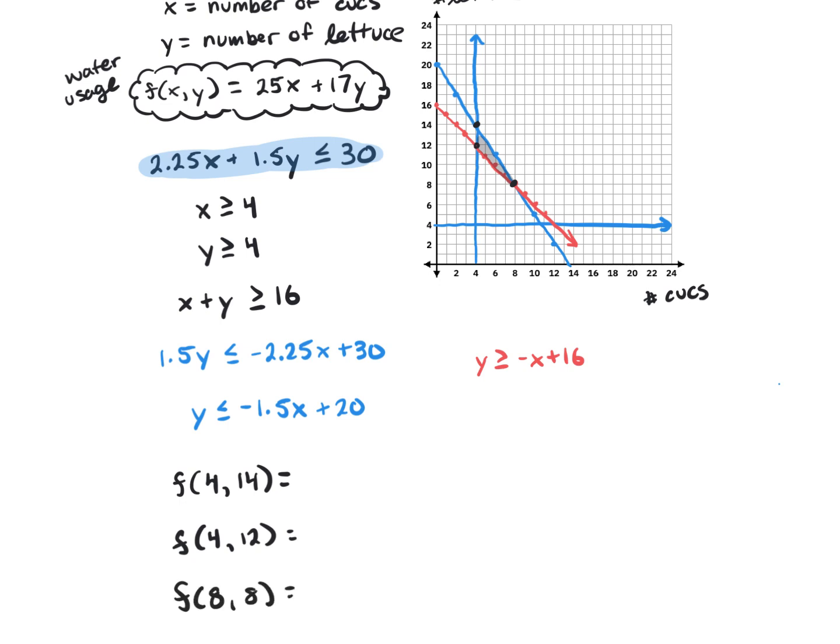So if you plug in the coordinate 4, 14, we get 338. Again, I'm plugging that into our water usage function here. If we plug in 4, 12, we get 304. And if we plug in 8, 8, we get 336. So remember, for this problem, we were trying to minimize it because she wants to use the minimum amount of water. So that is going to occur here at this value. This is our lowest value.